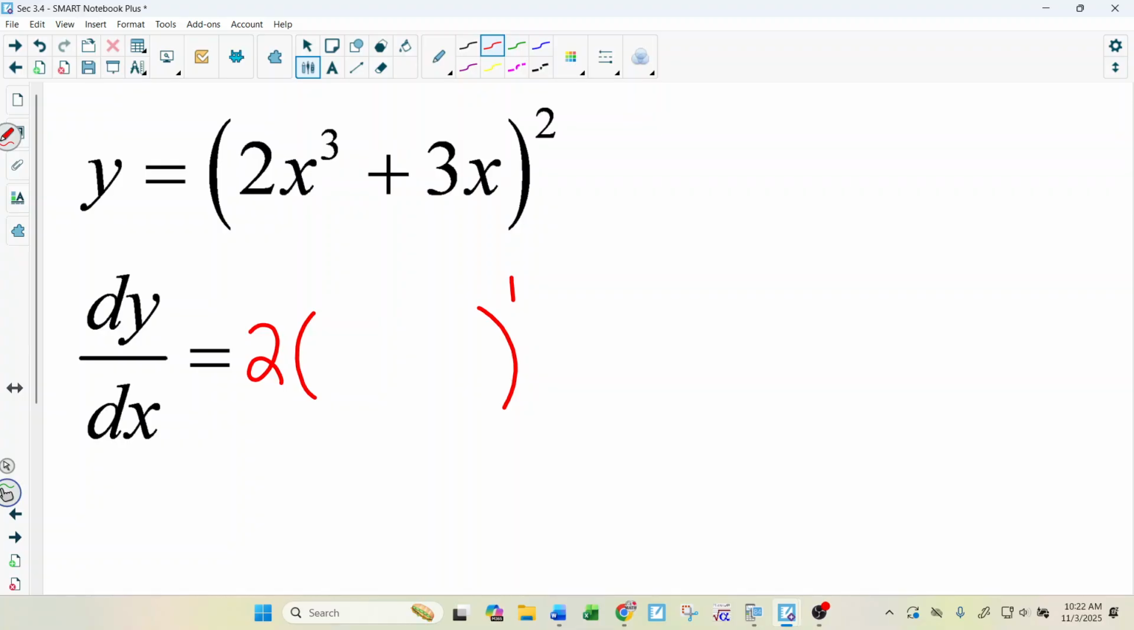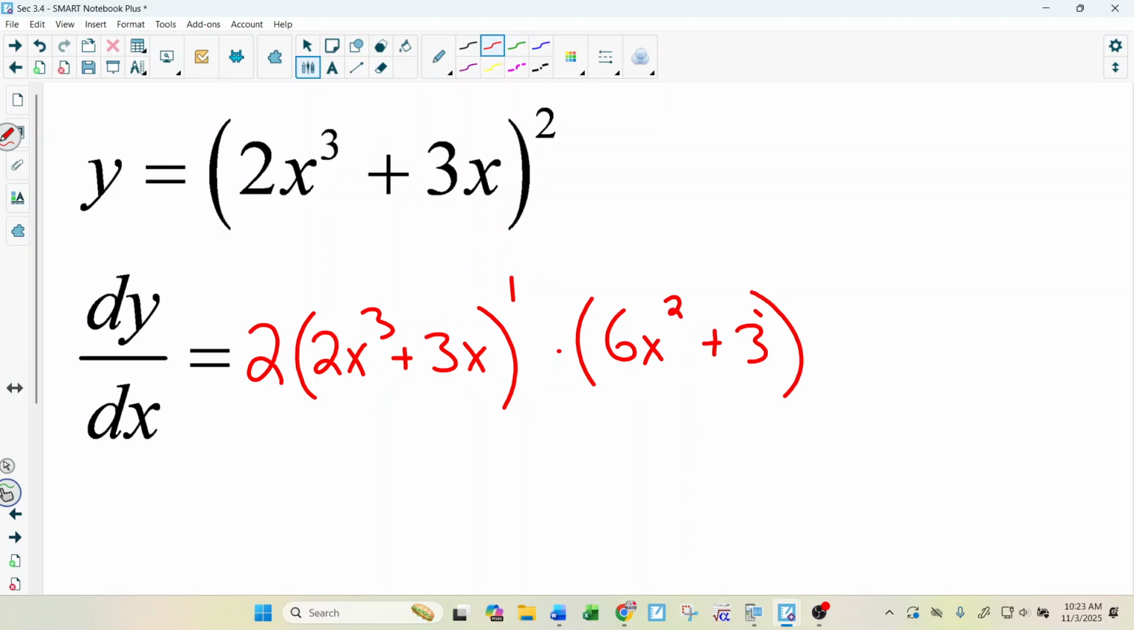But our chain rule says it's derivative of the outside, but the inside stays the same. So the inside is exactly the same as before, times the derivative of the inside. So now we go to the inside and we just take the derivative of that, 6x squared plus 3. And there is our derivative.